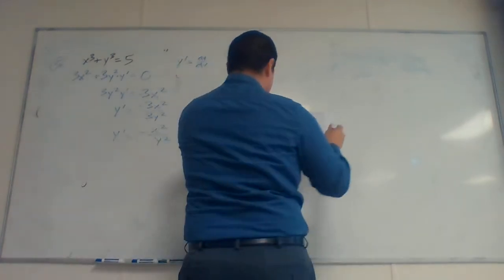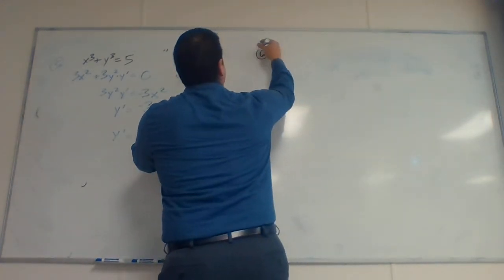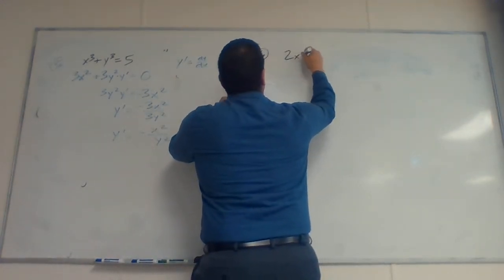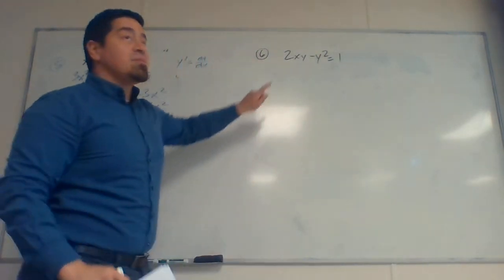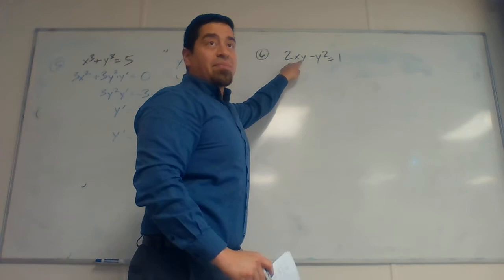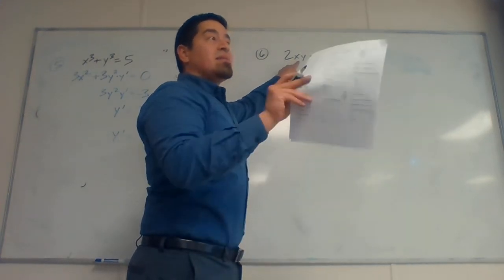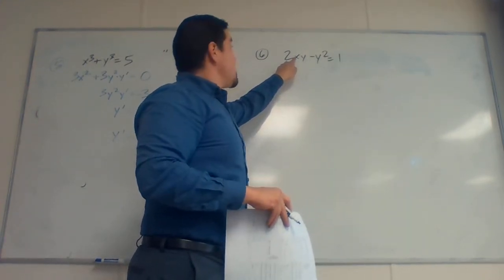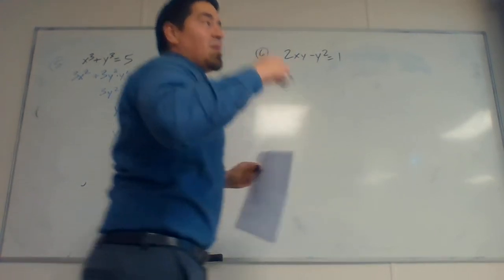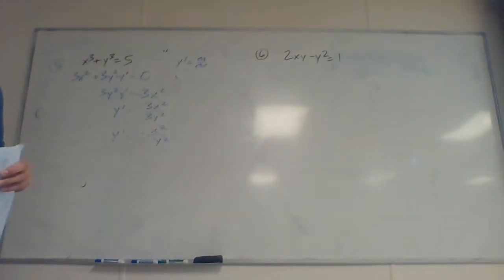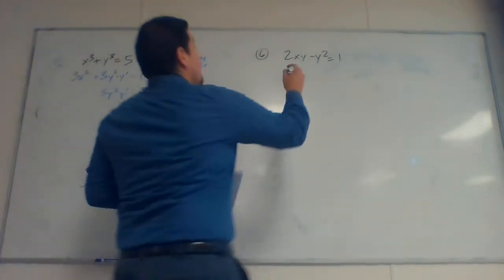Here is another one with implicit differentiation. You have 2xy minus y squared equals 1. Who can tell me what rule this uses? The product rule, right? 2x is your first, y is your second. Hopefully you know the product rule verbatim, the first and the second.